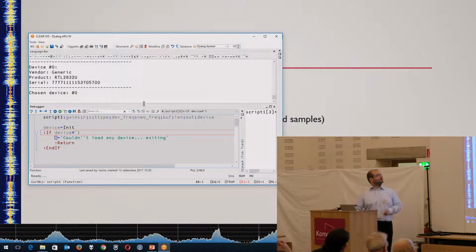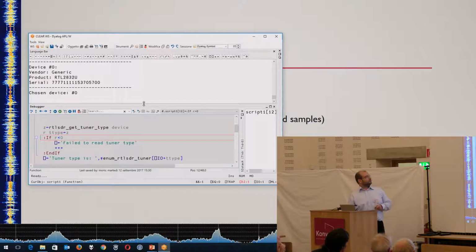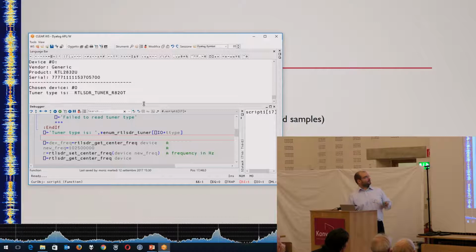Okay, first time initializing the device. In this case, I have only one device connected to the USB port, and however, I could have many of them, and I'm choosing based on the product name which device I'll be using. Now that I've connected to the device, I can see that the tuner is really the one that I told you before, the R820T.